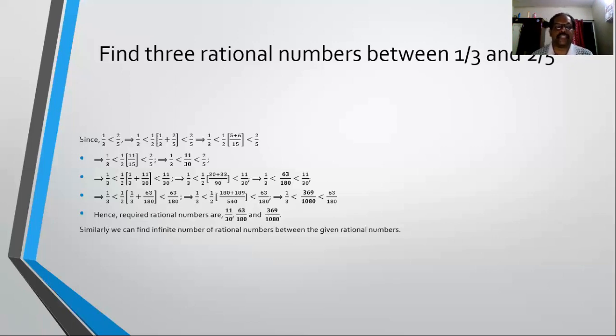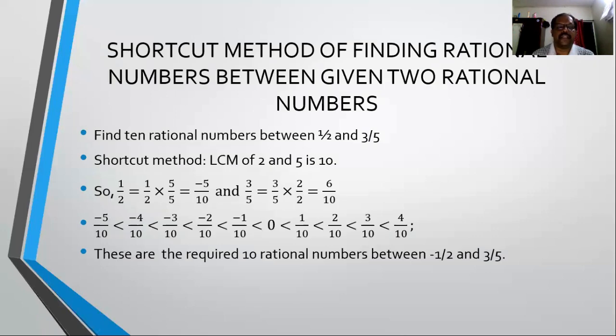Okay, so this is the way to get three rational numbers between two given rational numbers. So we have one more method of finding rational numbers between two given rational numbers. Let's see how it is, in brief, and then we will stop.